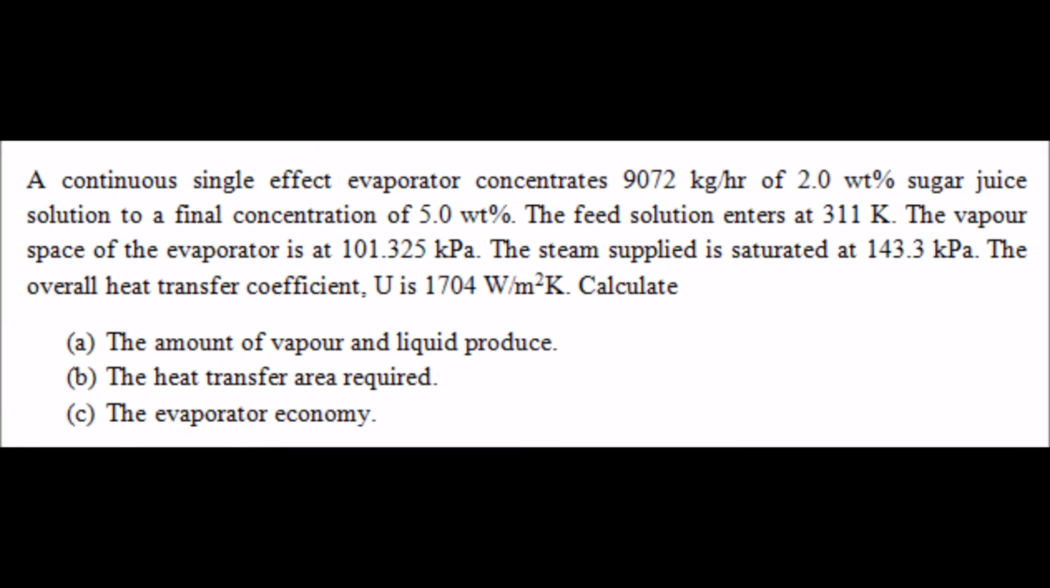a feed of 9,072 kg per hour of 2% sugar juice solution, to a final concentration of 5%. The feed solution enters at 311 Kelvin. The vapor space of the evaporator is at 101.325 kPa.